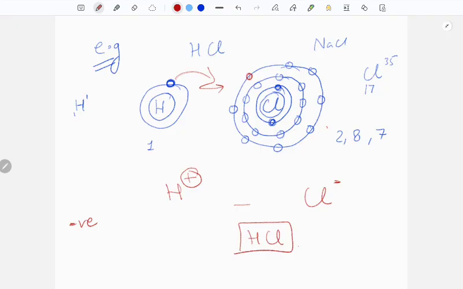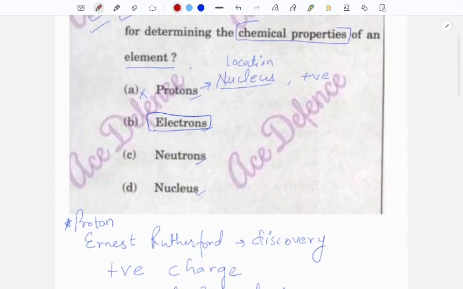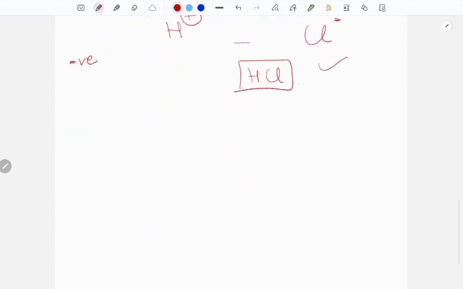Okay, so everything wants to get stability, and therefore the chemical properties can be understood or known with the help of electrons. So the correct answer would be electrons, but we'll understand something about neutrons also, nucleus also. Let's just discuss about them as well, okay, so that you can have a proper understanding.